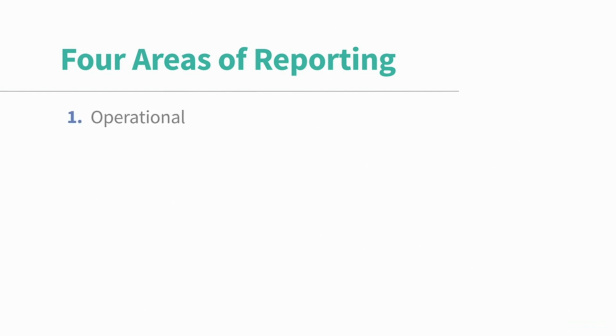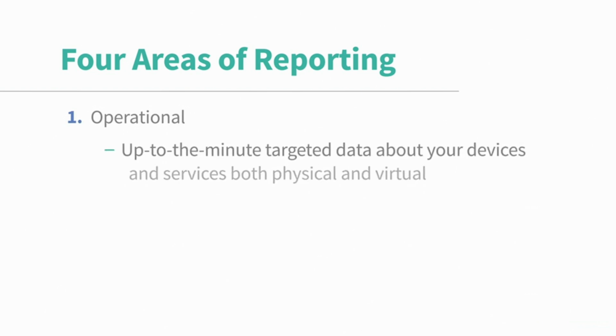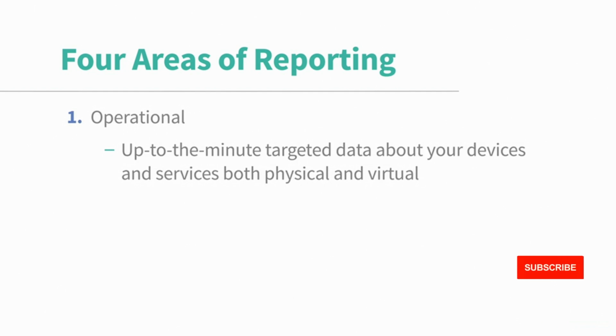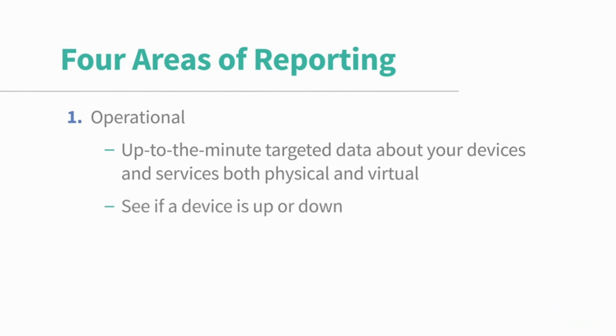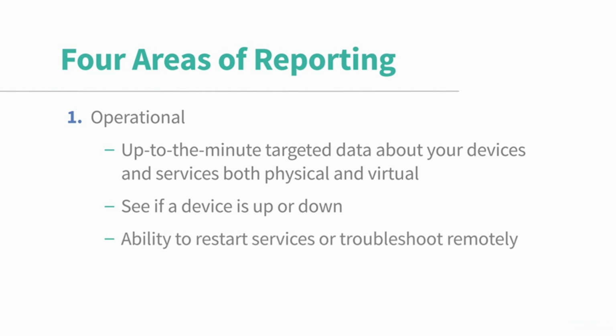The first is operational. This provides up-to-the-minute targeted data about your devices and services, both physical and virtual. You'll find out right away if a device is up or down or having critical issues with a specific service that may create an outage in the near future. You'll also want the control to be able to restart services or troubleshoot remotely if needed.